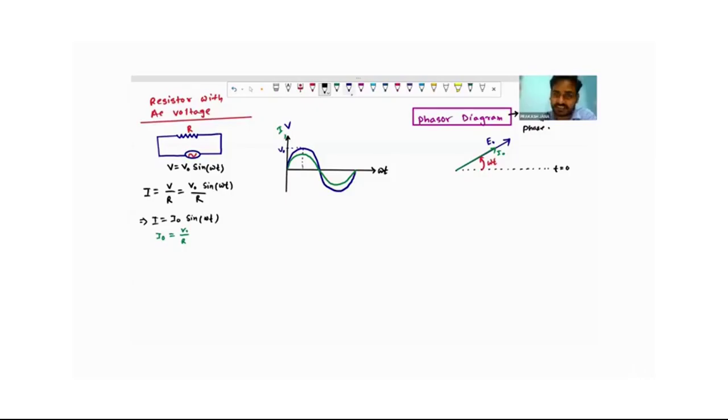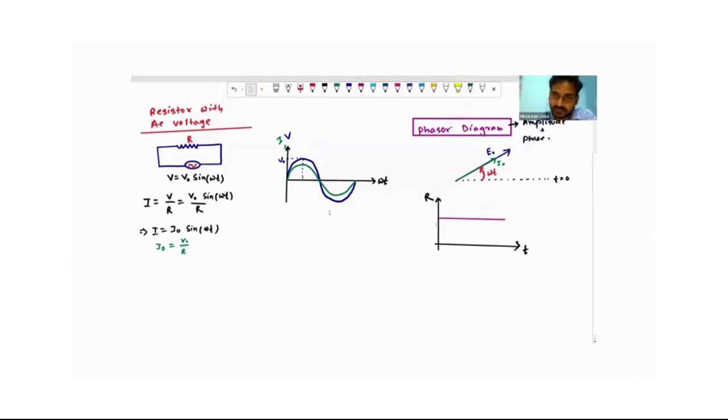Here time passes, current is flowing, voltage is being supplied. What is the change in resistance here? As we can see, there is no change in resistance. Resistance is independent of the frequency of the power supply. So if we draw the graph between time and resistance, it remains constant, a straight line parallel to the x-axis. Now we have discussed the resistor with AC voltage.